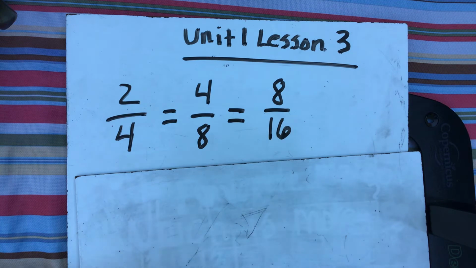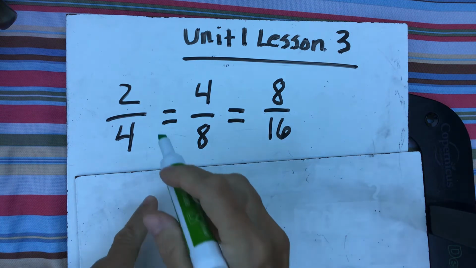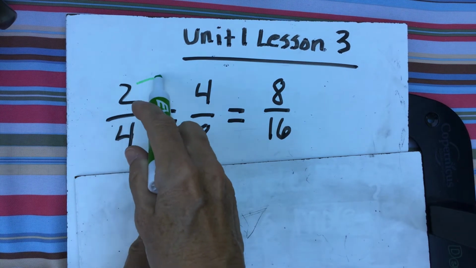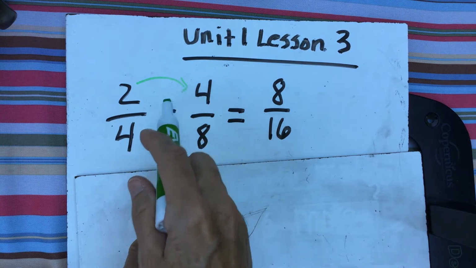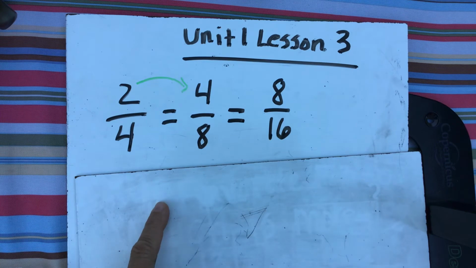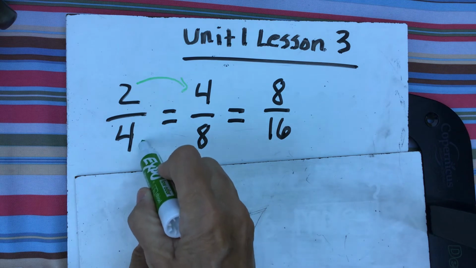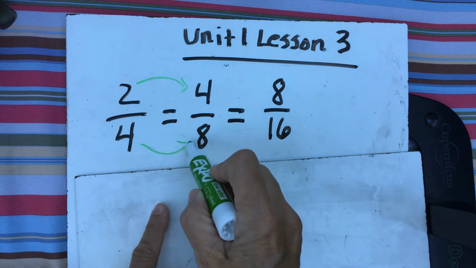Can you see what happens to the 2/4 to make 4/8? What happens to 2? What can we do to 2 to make it a 4? And I'll give you a hint. It's not involving addition. It's a different operation. You'll do the exact same thing to the 4 to get to 8.